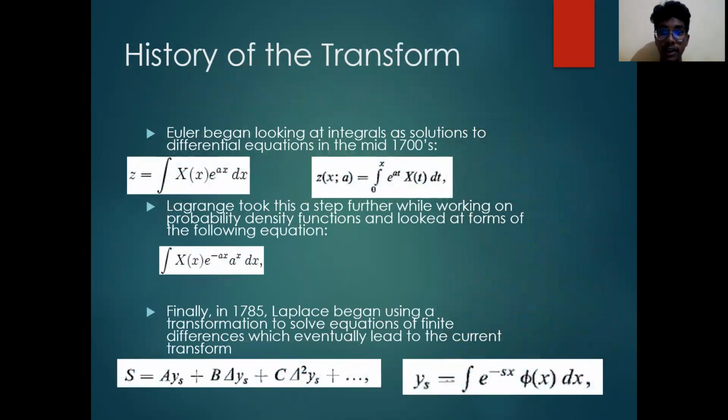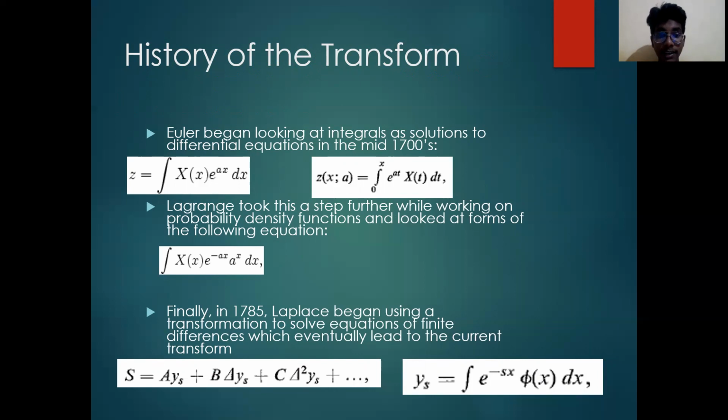So, the history of the Laplace transform. Euler began looking at an integral as a solution to a differential equation in the mid 1700s: z(x) equal to the integration of x into e power ax dx, where z of x is equal to the integration of 0 to x of e power at xt dt. Lagrange took this a step further while working on probability density functions and looked at forms of the following equation: the integration of x into x e power minus ax dx.